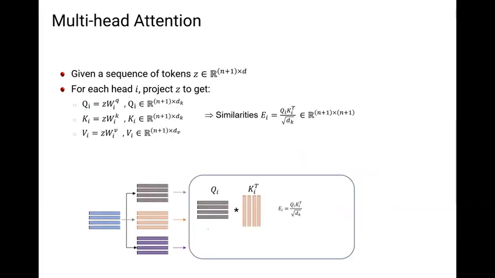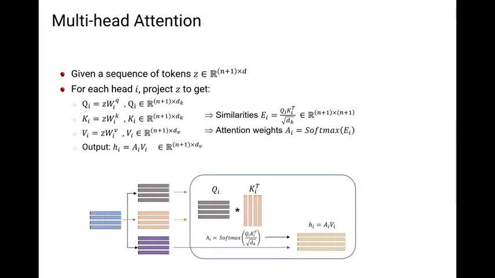Okay, we'll compute one head, like this one. We take the dot product, softmax, this A, and use that to do a weighted sum of the value vectors. So this gives you one head, or one perspective, to look at the problem.